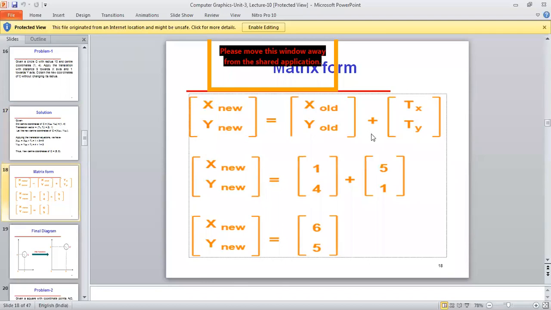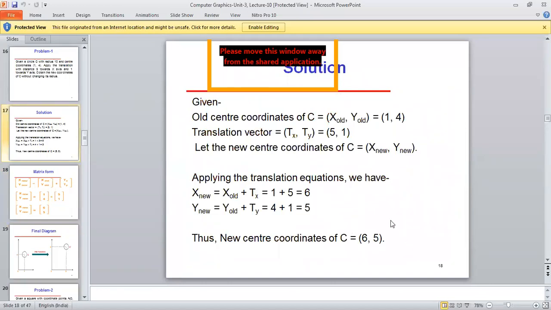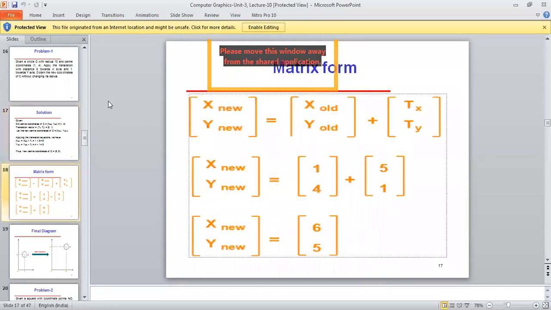This is the matrix form. You can write here x new, y new equals x old, y old plus tx, ty. You can put the values of x old and y old, 1 4, plus tx ty, which you are already aware of. Now you can calculate this with the help of the matrix. Ultimately you will get 6 5, and you have already seen in the preceding one 6 5. So either you use the formula or the matrix form, you will get the same answer: x new is 6, y new is equal to 5.